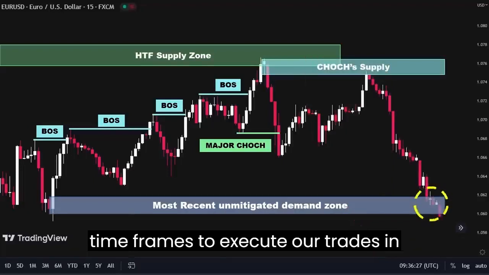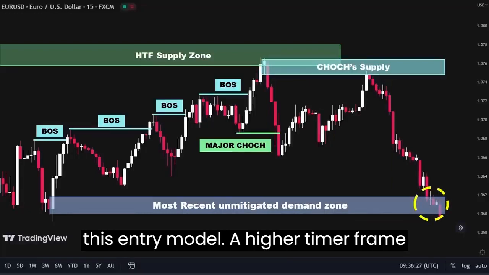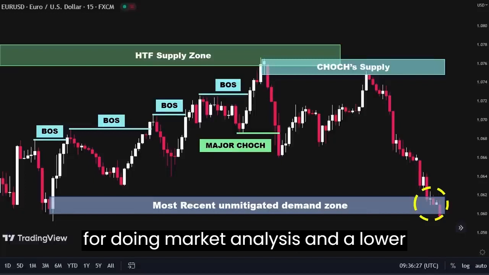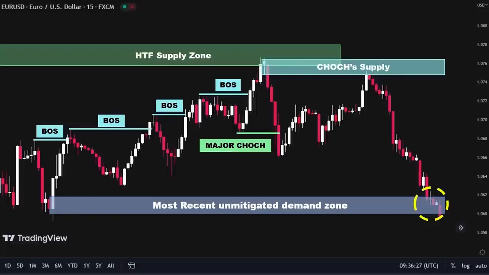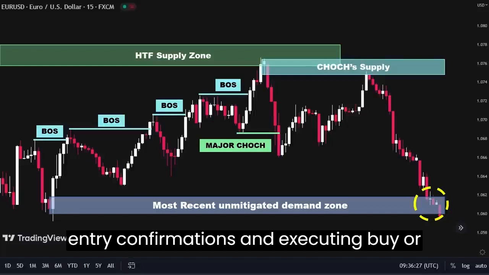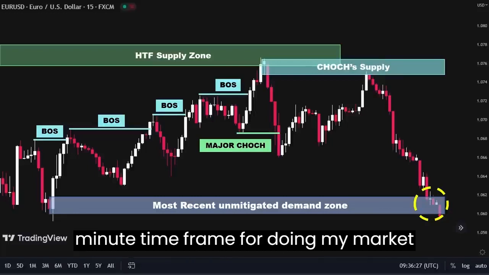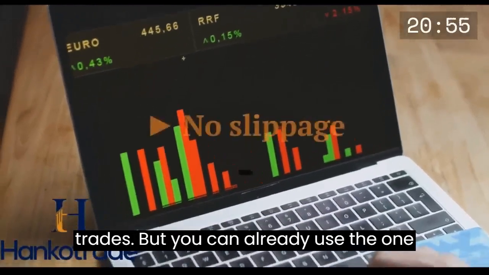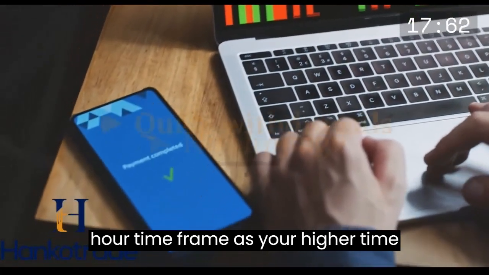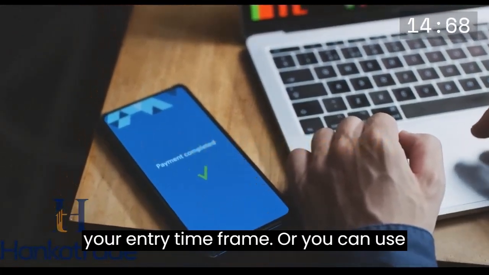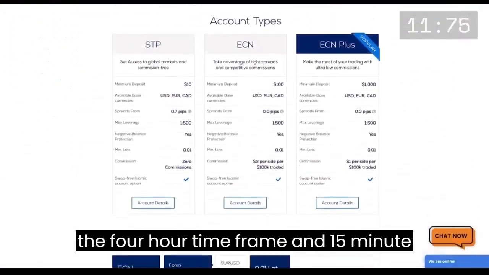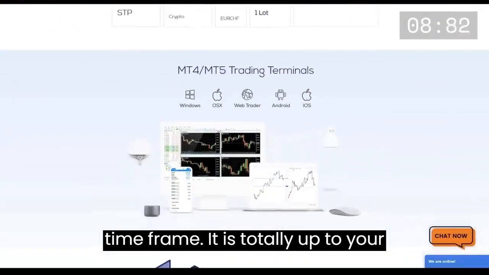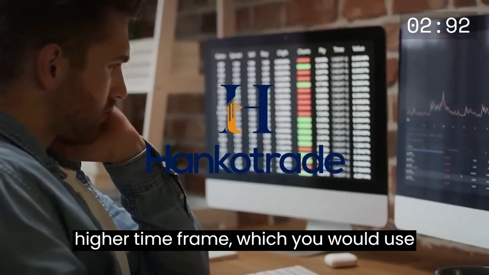We use 2 separate time frames to execute our trades in this entry model: a higher time frame for doing market analysis and a lower time frame for detecting possible entry confirmations and executing buy or sell orders. I prefer to use the 15-minute time frame for doing my market analysis, and then I zoom into the 1-minute time frame for executing my trades. But you can also use the 1-hour time frame as your higher time frame and the 5-minute time frame as your entry time frame, or you can use the 4-hour time frame and 15-minute time frame. It is totally up to your personal taste, but the key rule you should always obey is that your higher time frame, which you would use for market analysis, must be larger, at least 2 time frames.